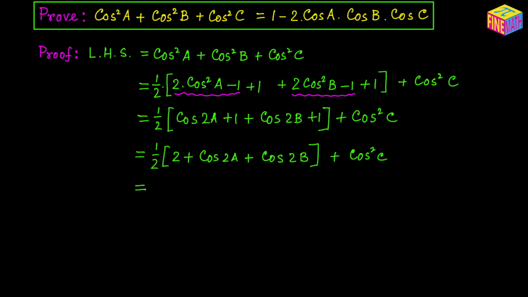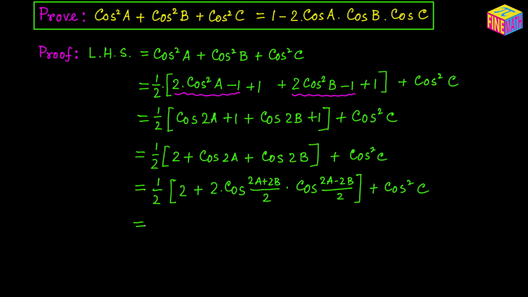And now within the bracket let's do a little more conversion, so we can write it as half times, and then inside the bracket we are going to keep the positive 2 as is, and then cosine of 2A plus cosine of 2B can be converted into 2 times cosine of (2A plus 2B) over 2 times cosine of (2A minus 2B) over 2, and outside of the bracket we also have cosine square of C. Now what happens inside the bracket? Well, this is actually half times, inside the bracket we have 2 plus 2 times cosine of (A plus B). The first one will become cosine of (A plus B) because (2A plus 2B) over 2 is essentially A plus B.